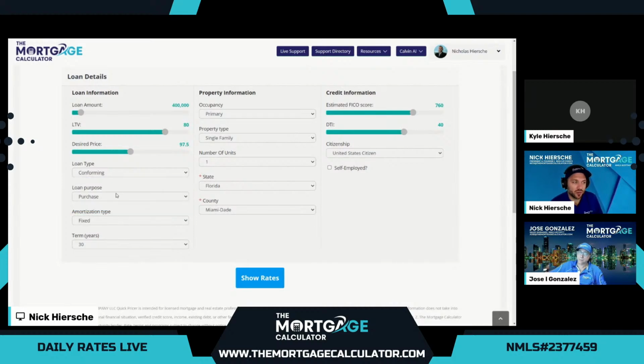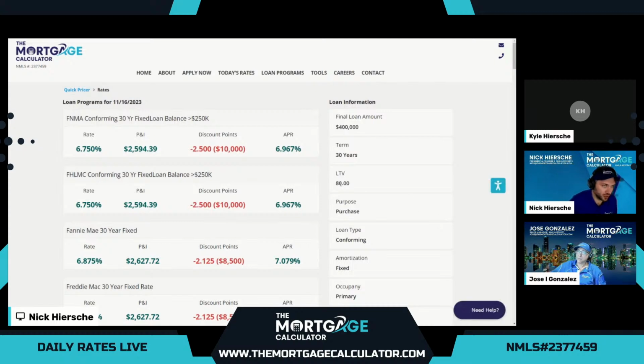We'll start with conforming conventional, purchase, 30-year fixed loan, primary occupancy, single-family home, 1 unit, state of Florida, county of Miami-Dade. And for all the demos, we use an estimated credit score of 760 and an estimated debt-to-income ratio of 40%. So let's see where the rates are this morning.